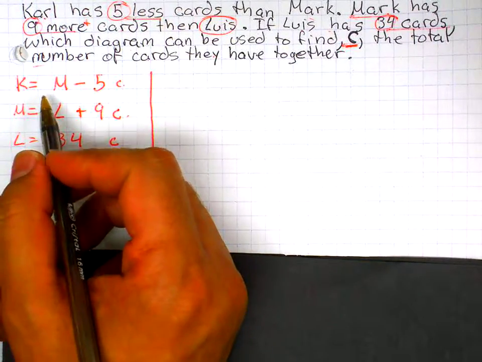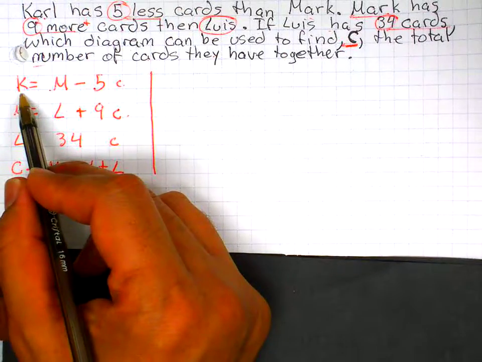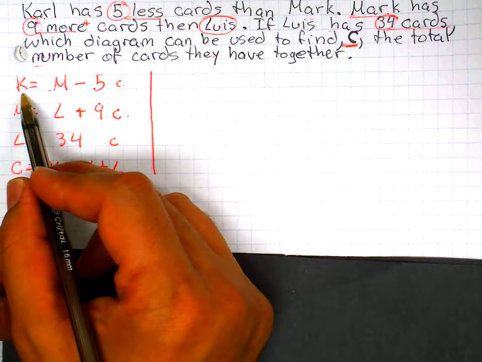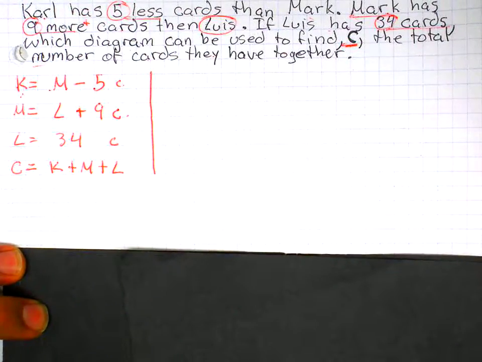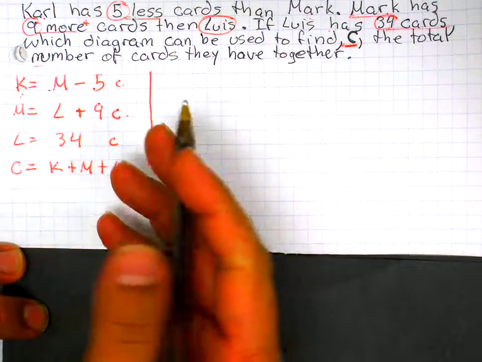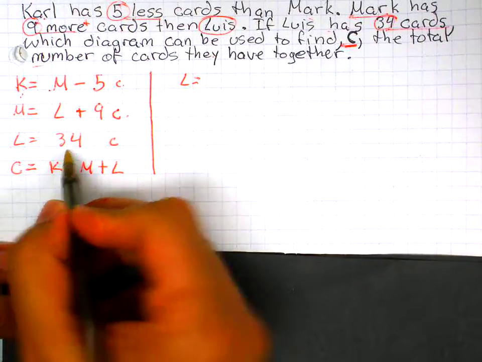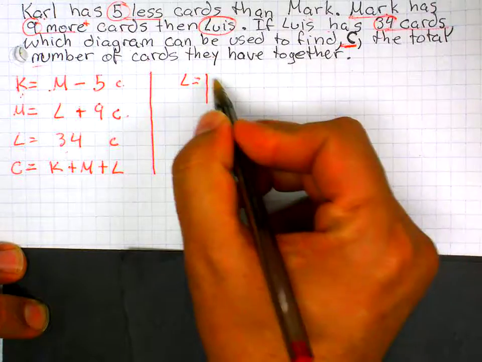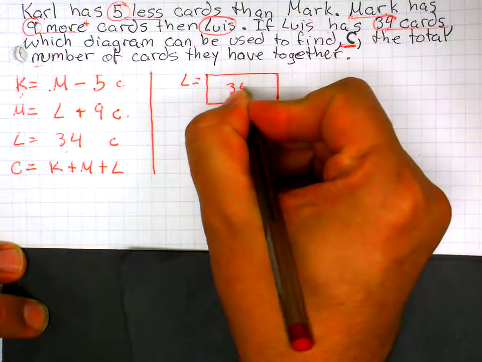So let's go one at a time. I can't start with Carl because I don't know what the number is. Who is the number that I know? Luis. I know Luis is 34. So I can start with Luis.